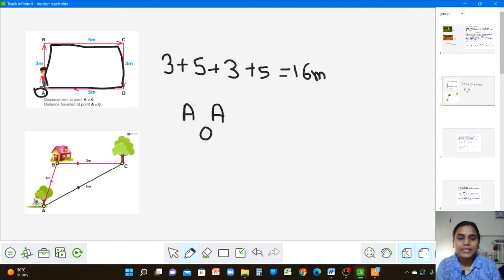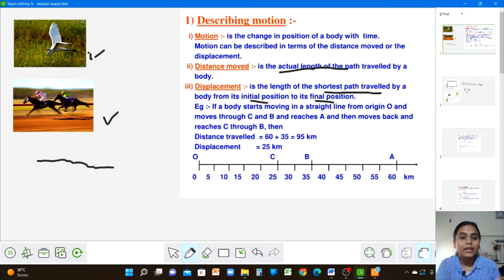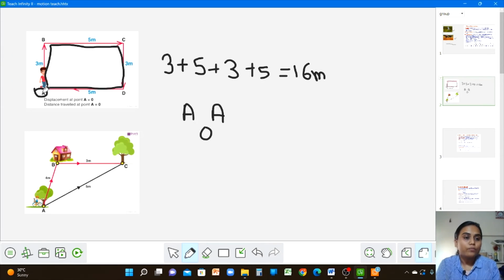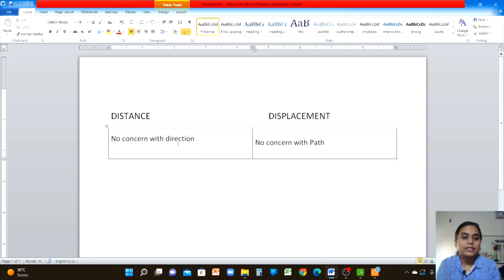So this is what the distance and displacement depend upon: the direction. Why? Because here we are calculating the direction between 2 points. The points are fixed, the final and the initial position. So the direction is measured in the displacement case, but distance doesn't depend on that. So here we can say that the distance has no concern with the direction, but the displacement has no concern with the path. Why? Because we do not calculate from which path the boy has traveled. We just calculate the initial and the final position.